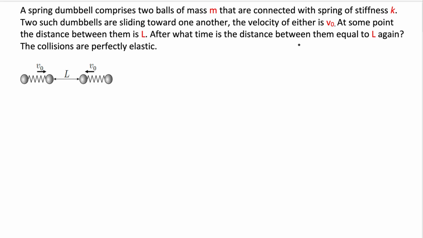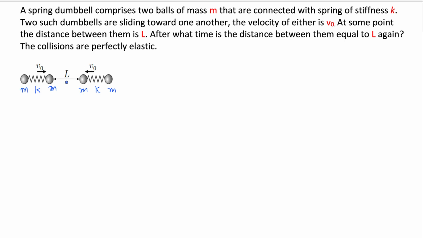Let's look at this problem. There are two spring dumbbells comprising two balls of mass m each. So this is m, this is m, all the masses are m, and the stiffness or the spring constant is k. Okay, and at a certain moment they are both approaching each other with velocity v0.